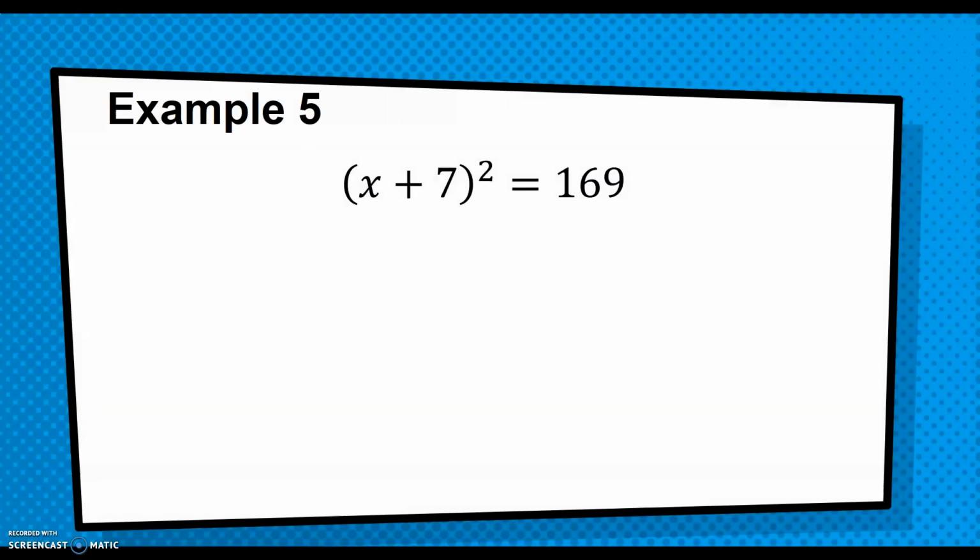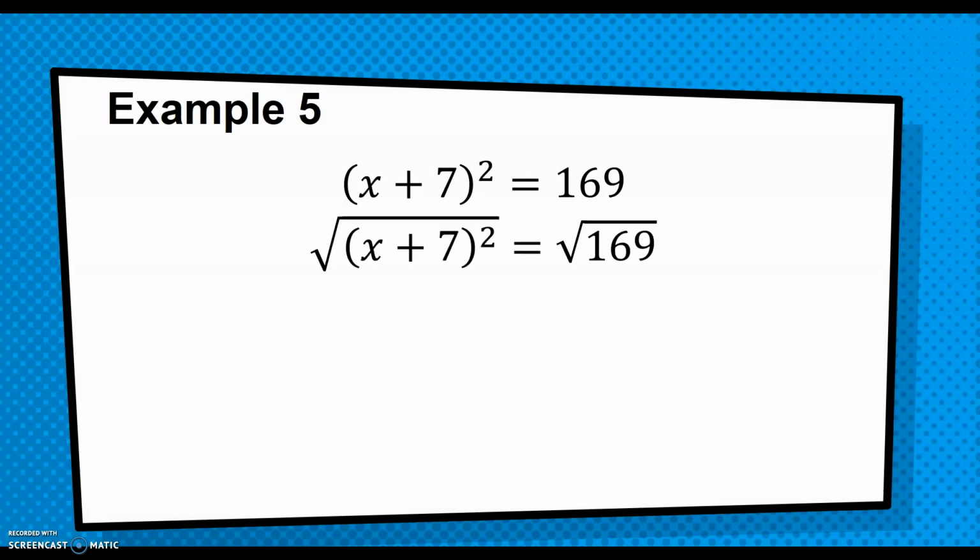Example 5 looks really similar, so I'm going to apply the same property. I'm going to take the square root of both sides. The square root of the quantity x plus 7 squared is just x plus 7. And the square root of 169, if you look at your perfect squares list, is 13. So I get x plus 7 equals plus or minus 13. Again, I don't want to know what x plus 7 is. I want to know what x is.